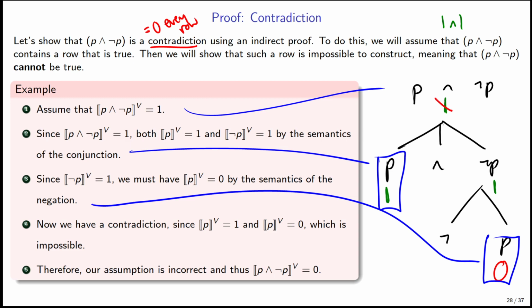Therefore, we know our initial assumption is not true. It is impossible to construct a row where P and not P is true because we end up with a contradiction. Therefore, our initial assumption is incorrect. P and not P must be false in every single row. Therefore, this has to be a contradiction, because it's false in every single row. So it's the same idea as the tautology proof. We assume the opposite. We show it's impossible to have the opposite happen. Therefore, it must be a contradiction.